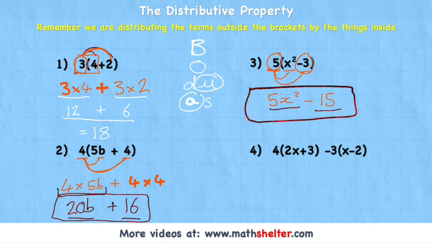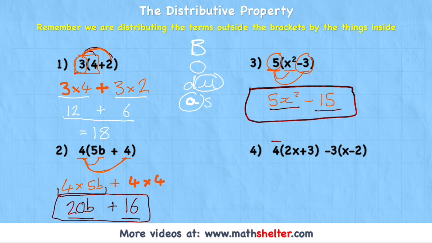Fourth example. In this example, I actually have 2 sets of brackets, but that's not going to slow me down. I'm going to do everything exactly the same. I'm going to distribute the 4 to the positive 2x, and I'm going to distribute the 4 to the positive 3. And then I'll move to the second bracket and distribute this negative 3 to the x and then to the negative 2. So let's do that step by step.